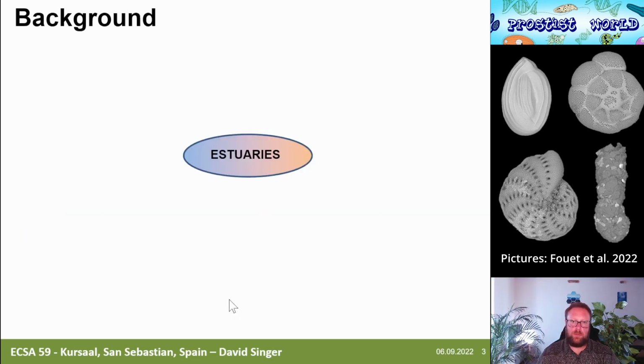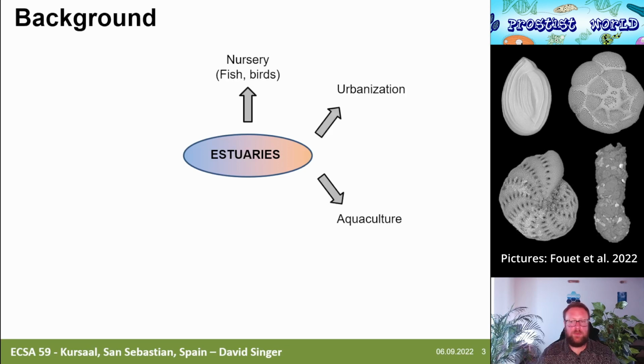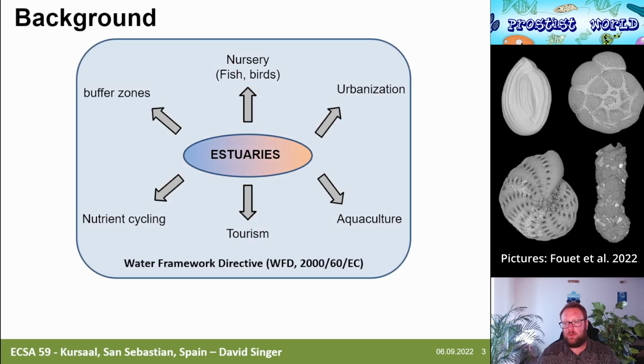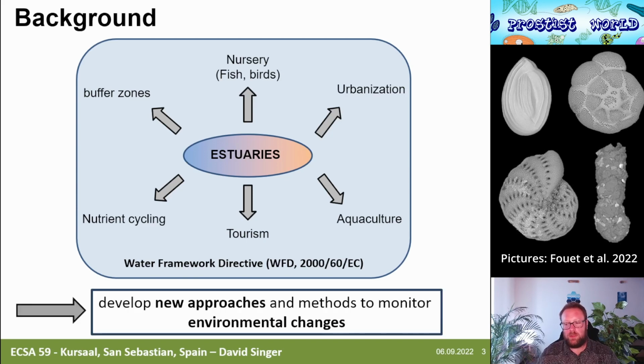The estuaries will provide different ecological services like nursery, fish, birds, urbanization, aquaculture, tourism. There is an important role for nutrient cycling. This is also a buffer zone. So for all this reason, it's important to protect this area. So there is a European directive, the Water Framework, that provides different guidelines in this sense. So it's our duty to develop new approaches and methods to monitor these environmental changes.